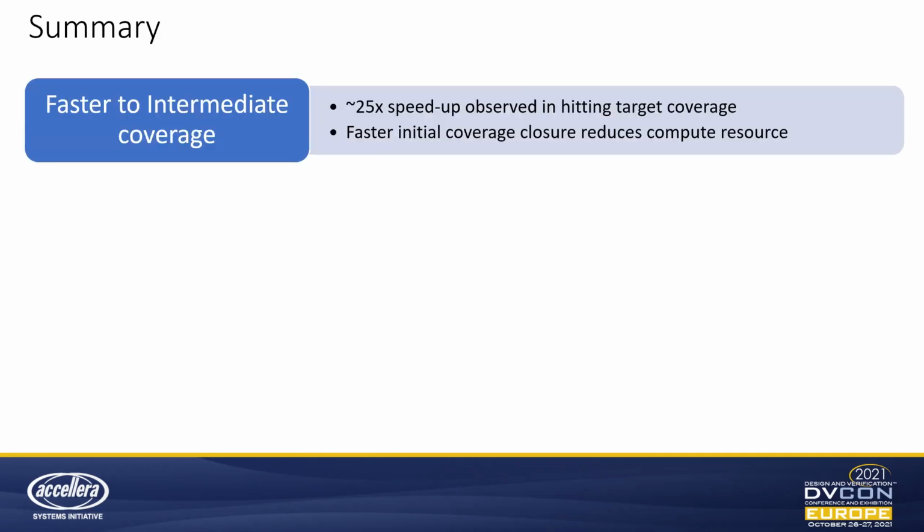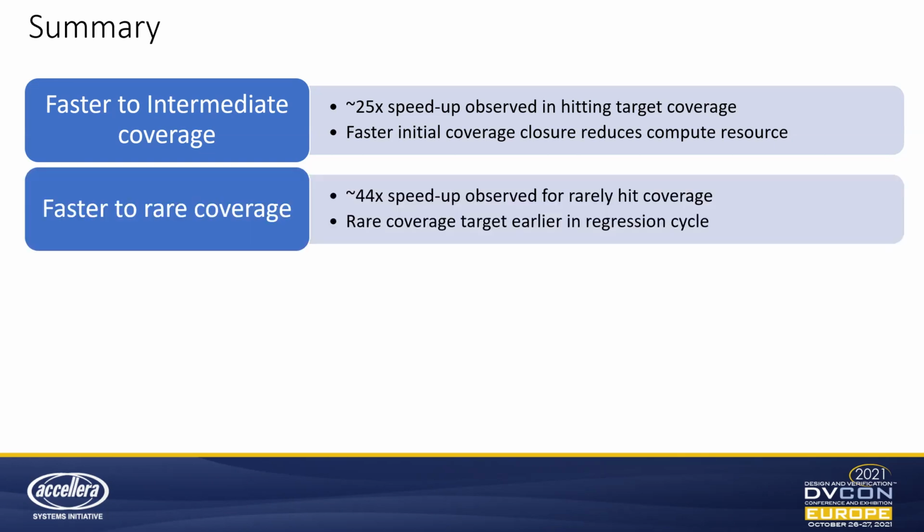So in summary, this approach as presented is good in getting to intermediate levels of coverage faster. So this is observed as a 25x speed up in hitting such target coverage. And again, faster initial coverage closure reduces required compute and provides more time to DV teams for TB developments and perhaps running more useful simulations.